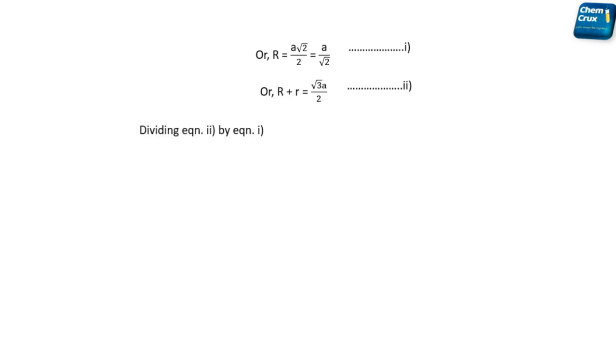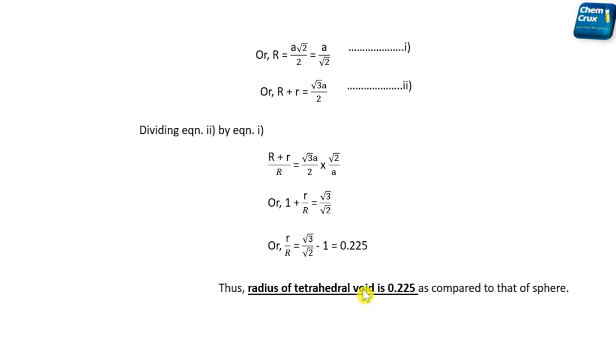Now on dividing equation 2 by equation 1, we will get R plus small r by R is equal to root 3a by 2 into root 2 by a, right? Or we can write 1 plus small r by R is equal to root 3 by root 2. Or small r by R is equal to root 3 by root 2 minus 1. And if we calculate this value, it will come out to be 0.225. So the radius of the tetrahedral void is 0.225 as compared to that of the sphere.